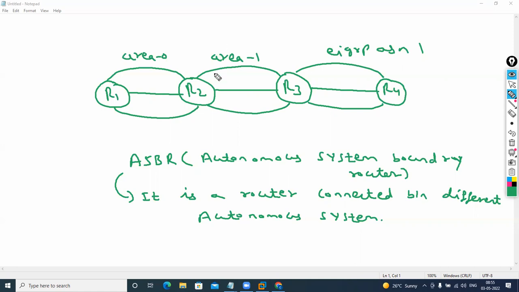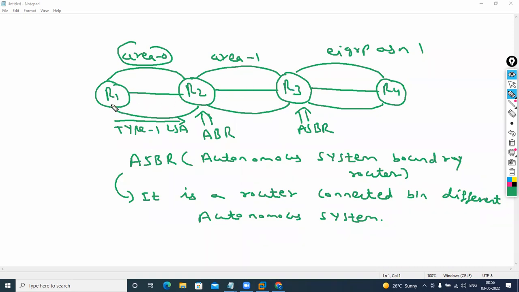So who is the ABR here? The router connected to two different areas. What about the ASBR? R3. Very good. Why? Two different protocols, this is OSPF and this is running EIGRP. Now what will R1 generate? Every router will generate a type 1 LSA, that is your router LSA. What is the flooding scope of this LSA? Within the area. So till R2, this LSA can reach, right?